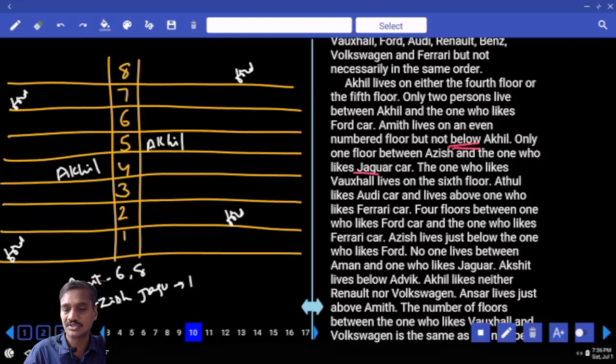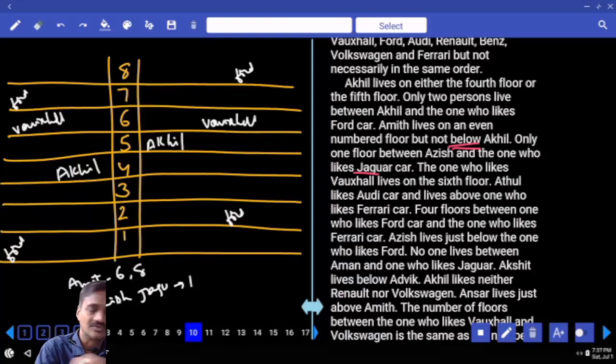The one who likes Vatsal car lives on the sixth floor. And Atul likes Audi car. Atul, who likes Audi car, lives above the one who likes Ferrari.